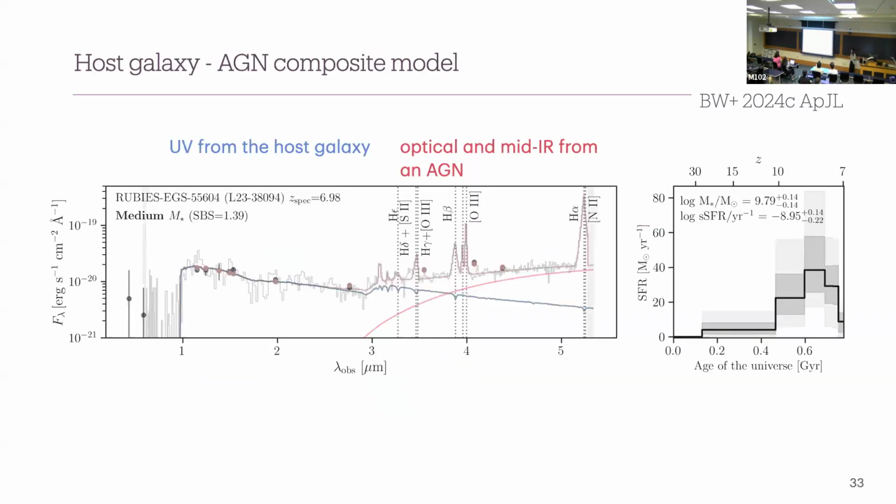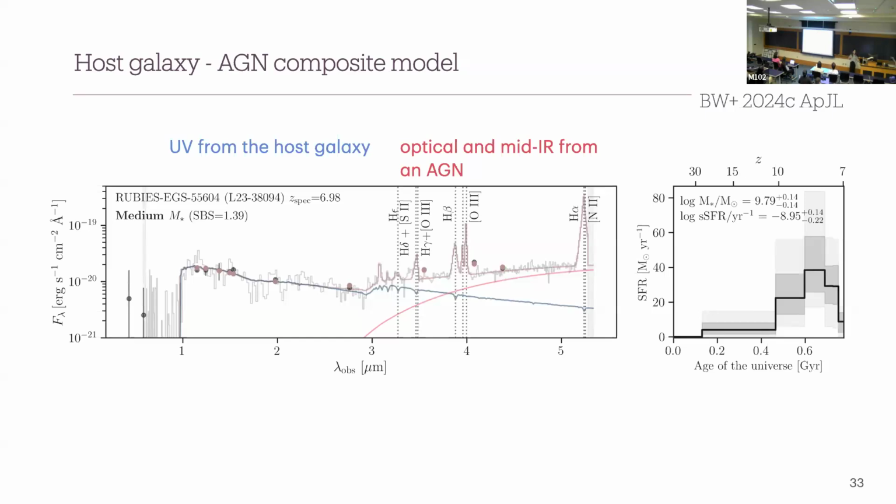Okay, now what if we just put in AGN? That will solve the overmassive galaxy problem, because you can imagine if we put in AGN, it's going to decrease the stellar mass. So this is a fiducial model of the AGN-galaxy composite. So we put in AGN. This is a highly dust-reddened AGN. And we still explain the UV and the Balmer break with the light from the host galaxy.